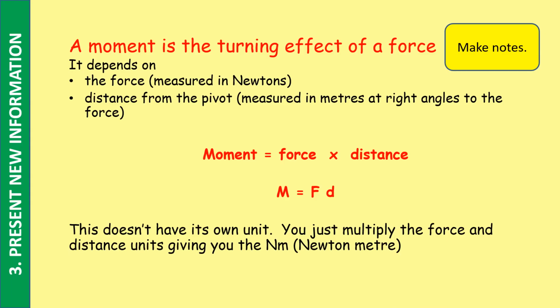The size of a moment or of a turning force depends on two things. It depends on the size of the force, measured in newtons, and how far from the pivot the force acts. Now you have to be careful measuring this distance because it's the perpendicular distance at right angles. The moment is calculated by multiplying the force times the distance, often abbreviated to M equals F d.